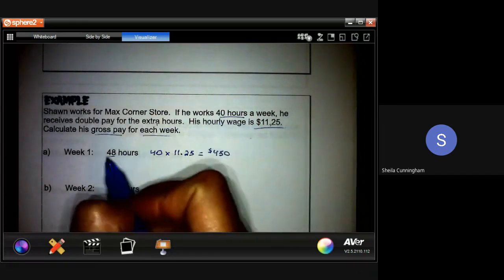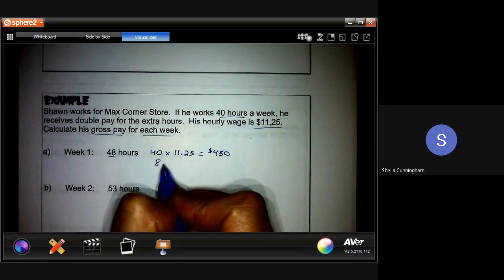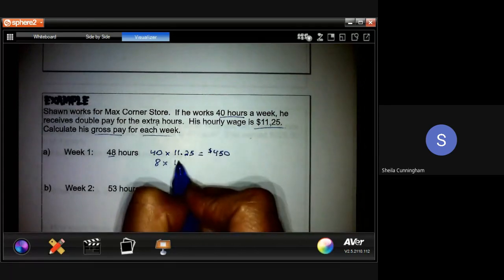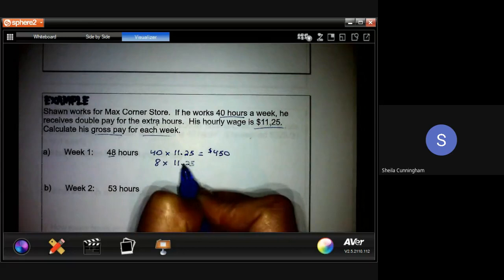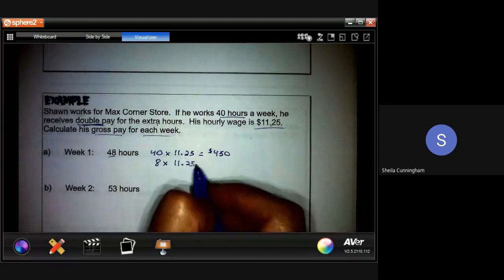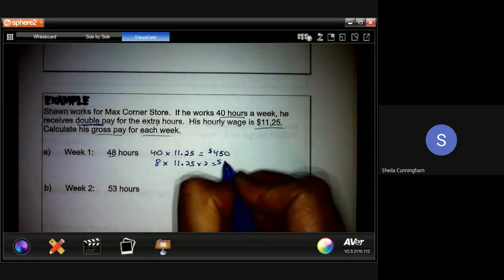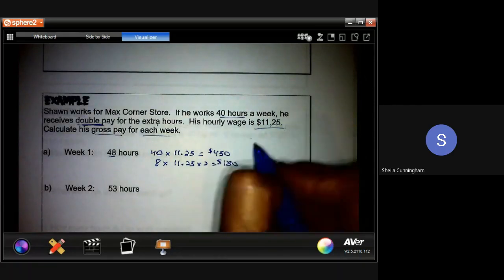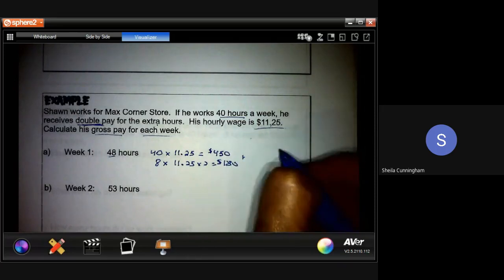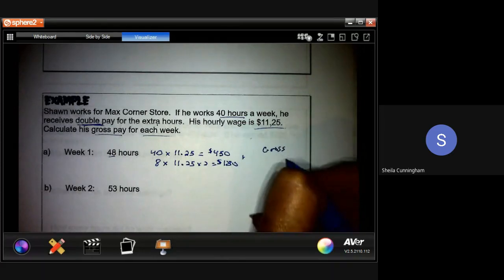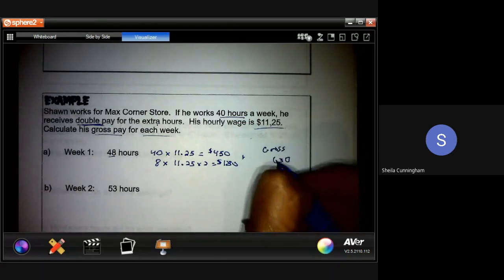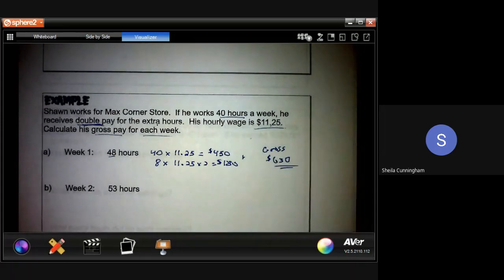He's got 8 hours that he is going to work overtime. We're going to take his hourly wage, and because it's double time, we're going to times it by 2. So you take the 8 times the 11.25 times the 2, and find out that he makes an extra $180. If I add both of those together, his gross pay is going to work out to $630.